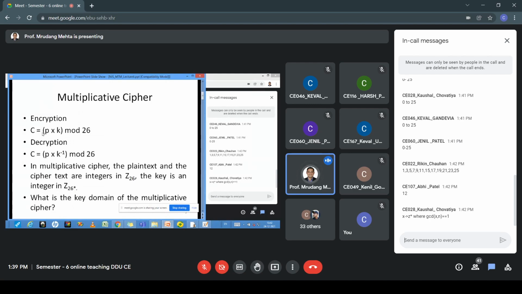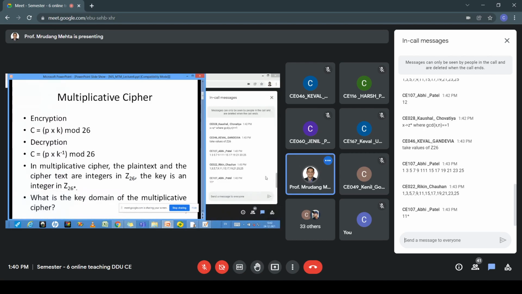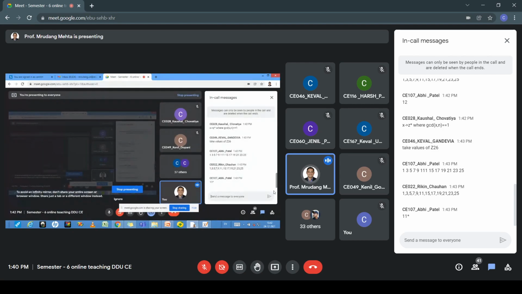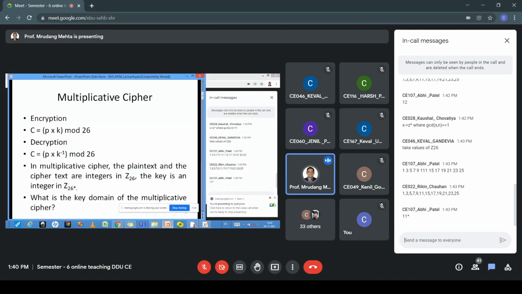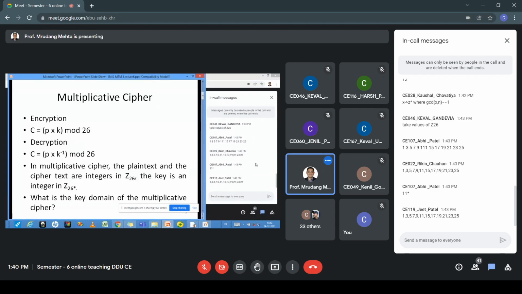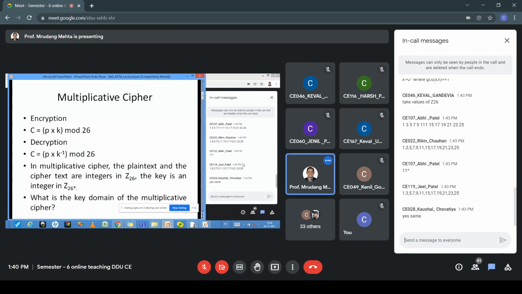Z star where GCD of x and n equals 1. Kaushal, you are right, but which values will you get? Take values of Z26. Yes. Some of them, Abhi and Rikin, have posted the values. Rikin has done it, Abhi has done it, Jeet has also done it.